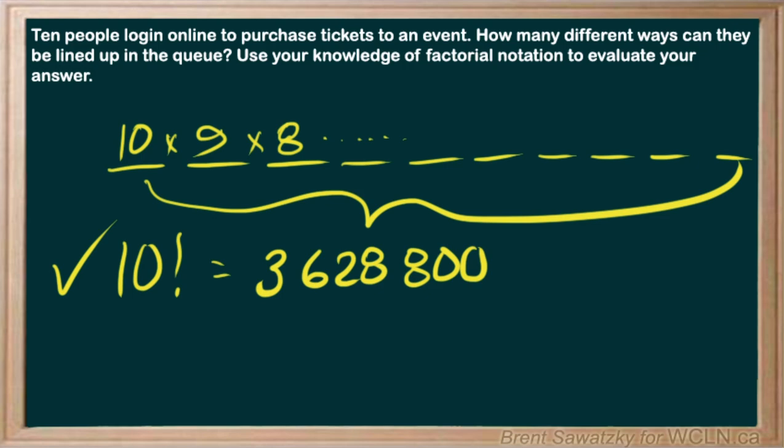3,628,800. So how many different ways can we put those 10 people into order? Well, surprisingly, perhaps, over 3.5 million different ways.